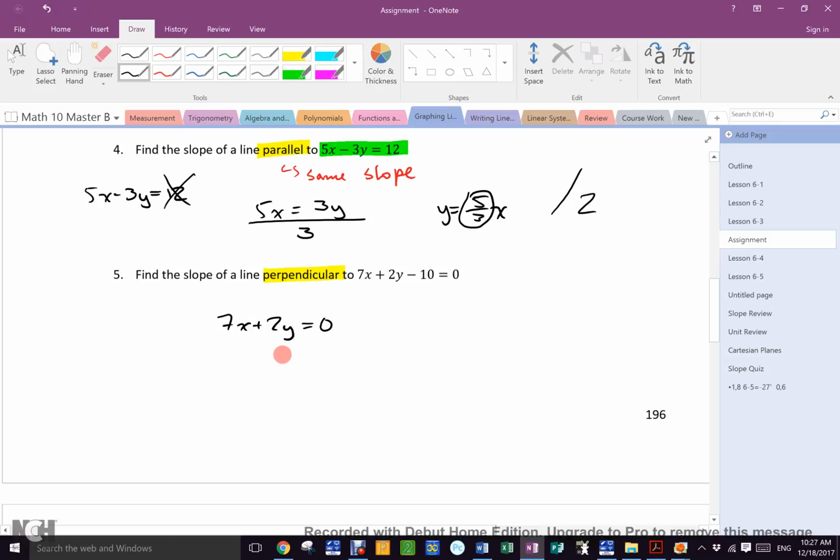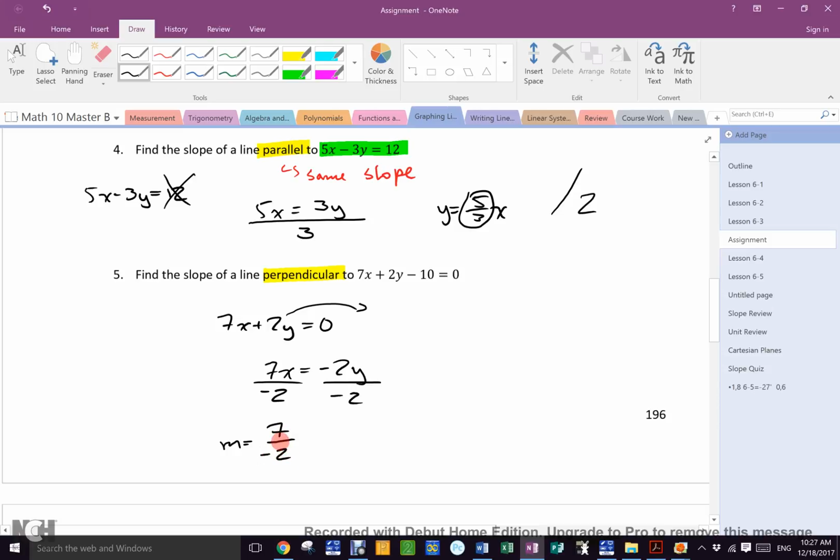Huh? I got to move the 2y away, don't I? If I move the 2y over here, what happens to them? 7x equals negative 2y. Now how do I get the y by itself? Divide by negative 2, divide by negative 2. So what's my slope? 7 over negative 2.